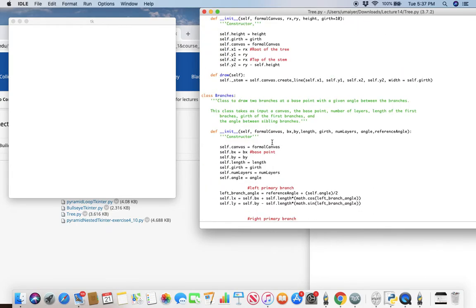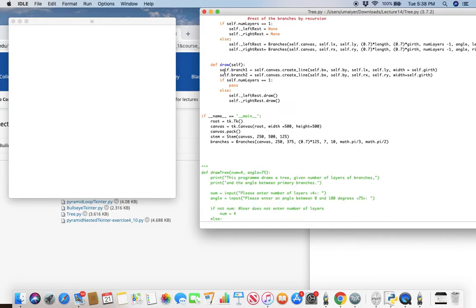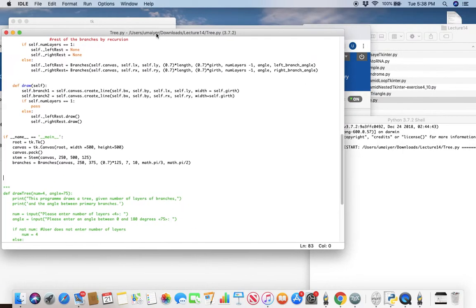Okay. If you go back to stem class, it has a draw method. If you go to branches class, that also has a draw method. Mind you, this is rather unusual. Our class name is usually singular, but you will see why I had to use plural. All right. So anyhow, I have constructed these objects.